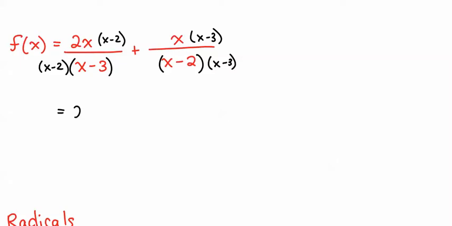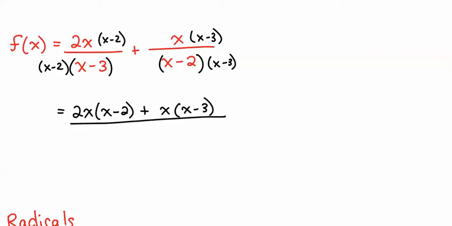So then what I have is 2x times x minus 2, plus x times x minus 3, and the whole thing is over x minus 2 times x minus 3. So often when we're adding and subtracting, we need a common denominator, and if we can't figure one out, we just use both of them and multiply them by each other. So that's what I've got, and then I might just want to simplify the top.